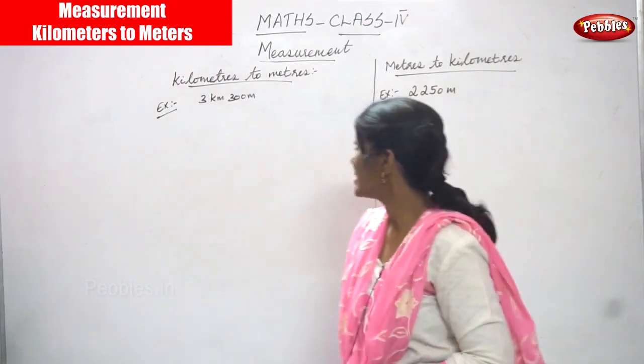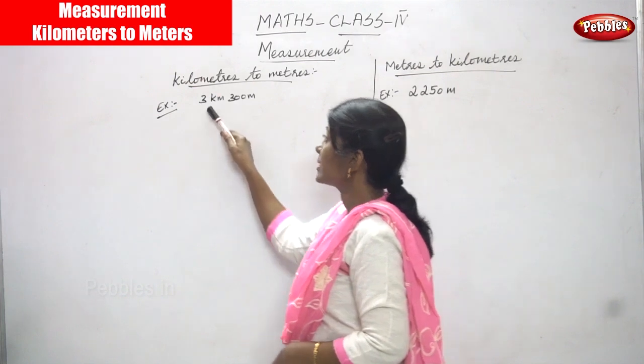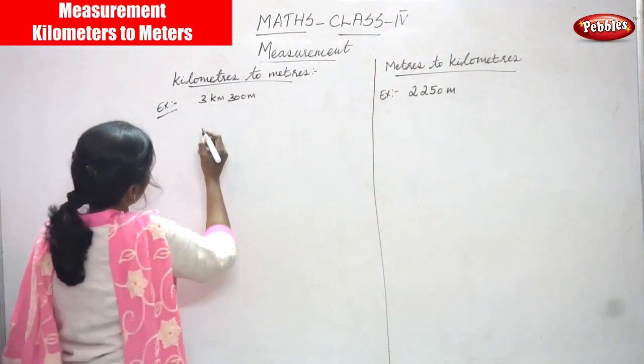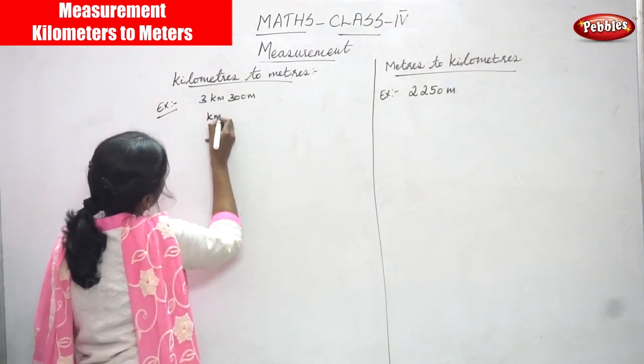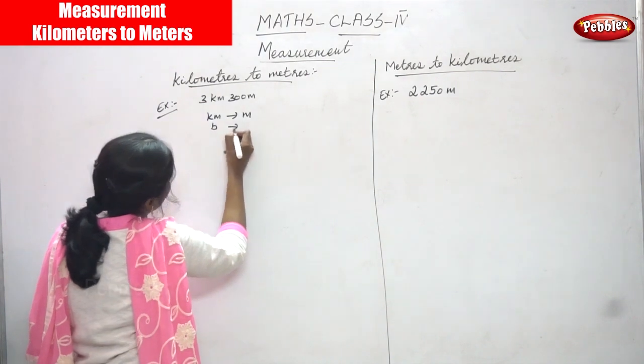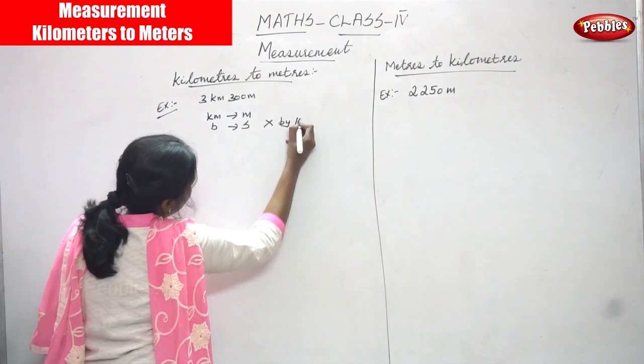Now we are going to see kilometers to meters. It is all about converting kilometers to meters. So, example: 3 kilometer 300 meter. Let's start the sum. It is kilometer to meter. Kilometer is a bigger unit, and meter is a smaller unit. That means multiply by 1000.